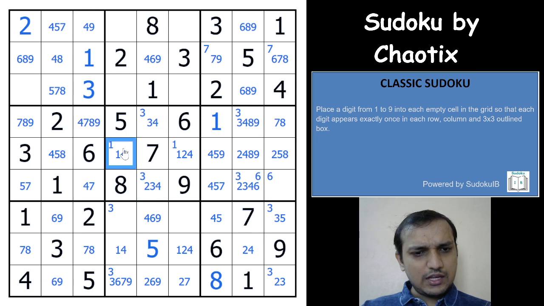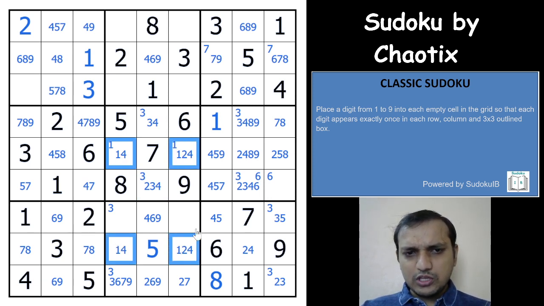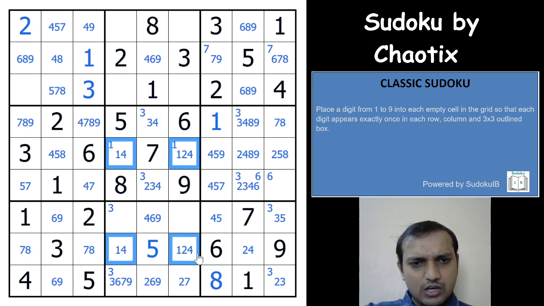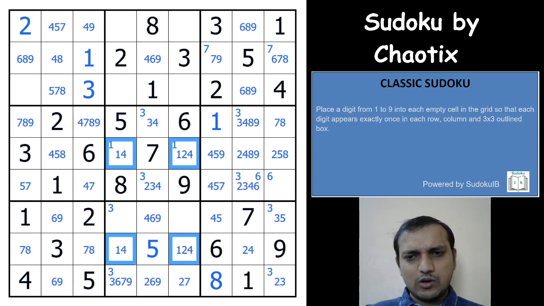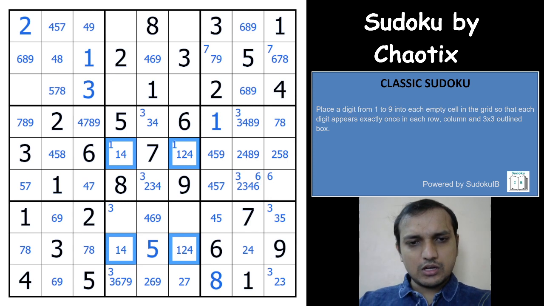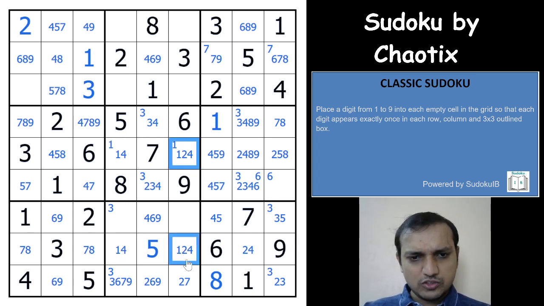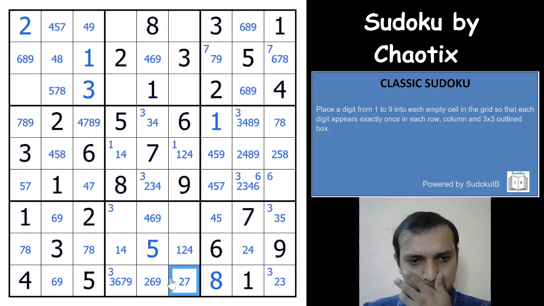So I see that you have a 1 4 here. If you don't have 2 in any of these two cells, then you'll have a 1 4 1 4 trap here, which cannot be disambiguated. You cannot resolve that 1 4 1 4 issue. So which means 2 has to be in one of these two cells. That gives you a 7 here. You directly can write a 7 here, but I'm just thinking if I should do that. I don't feel like doing it.